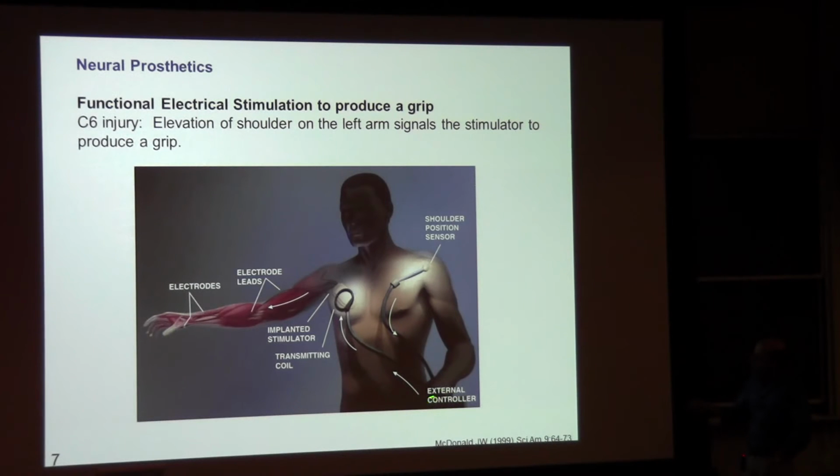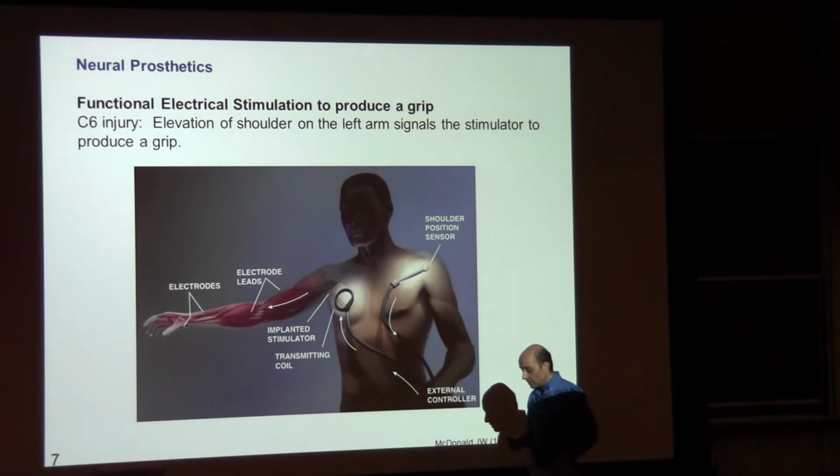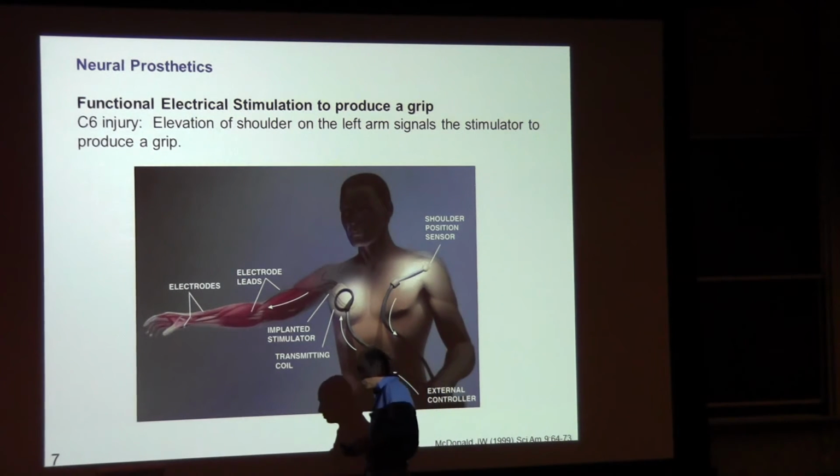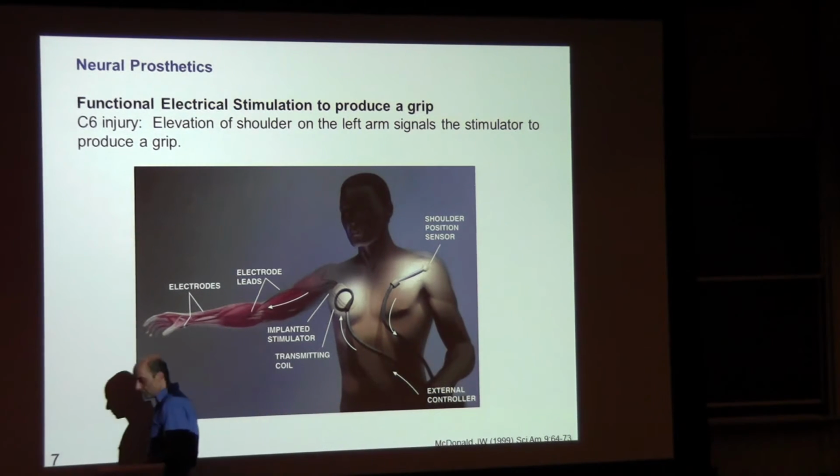So suppose there's an external controller here that has a sensor here. The sensor senses the motion of the shoulder. It says when the shoulder moves up, stimulate these muscles. So here's the implanted stimulator that receives its control from here and then activates those muscles. And so the muscles can be activated through motion of a shoulder. Let me show you that.